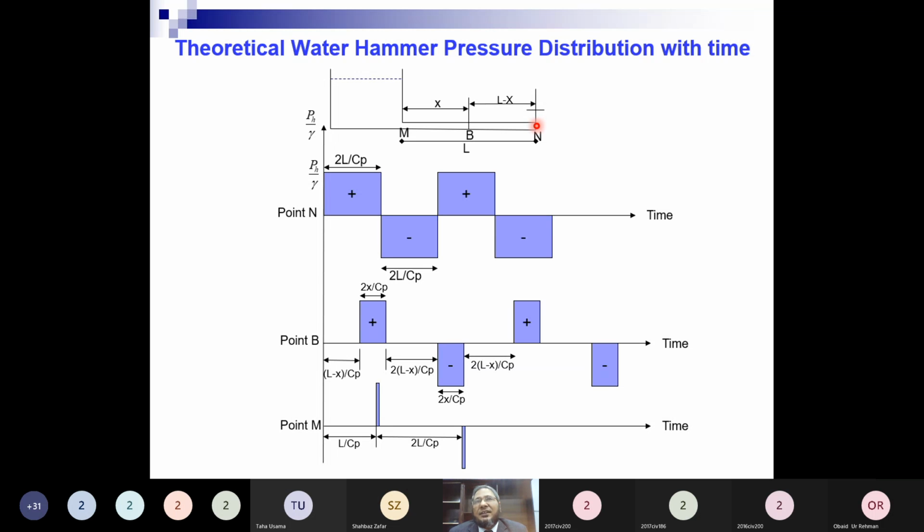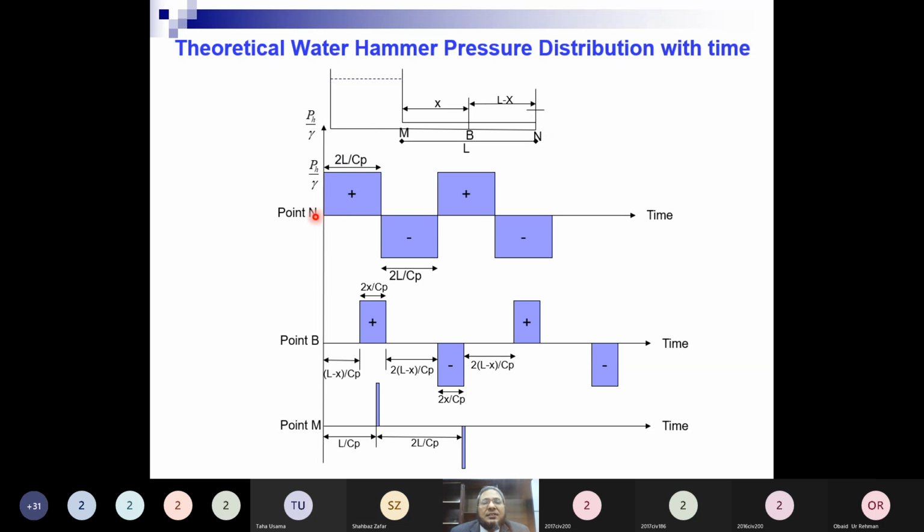So in one cycle of the water hammer phenomena, how much total time is taken? 4 L over Cp. 2 L over Cp for loading and unloading of the positive pressure wave, and a further 2 L over Cp for loading and unloading of the negative pressure wave. So this completes one cycle.